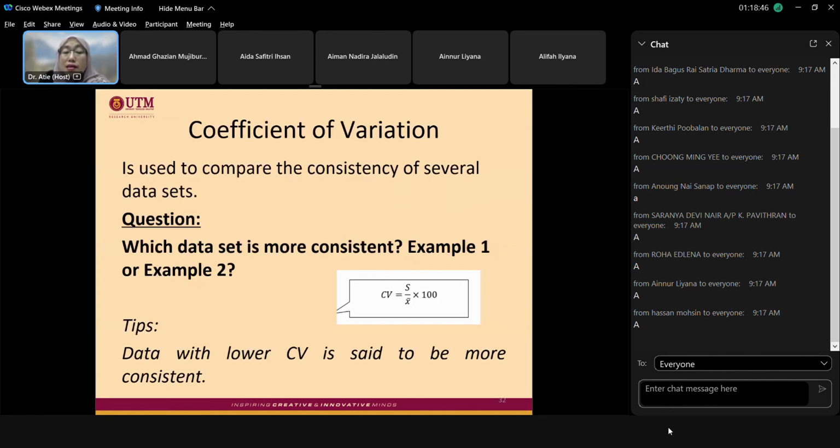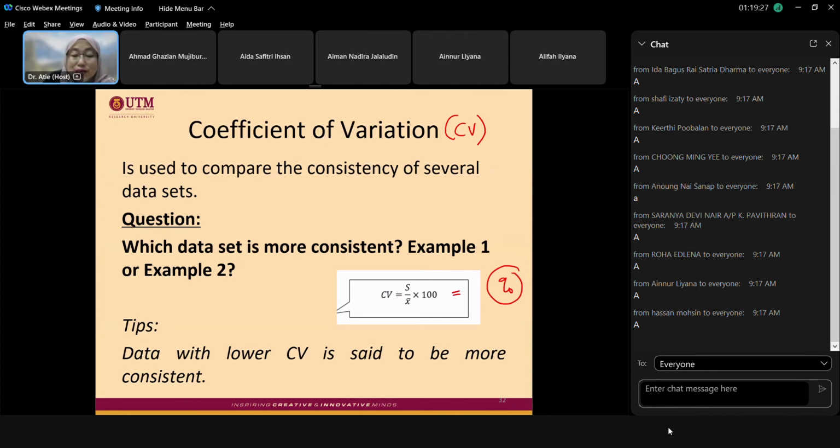Right. And the next one that I would like to introduce to you all is the coefficient of variation, or we call it CV, right? So what is CV? CV is used to compare the consistency of several data sets. For example, we have many data sets and we want to check which data set is more consistent, right? The formula that we need to use is standard deviation divided by the mean times 100. So your answer is always in percent.